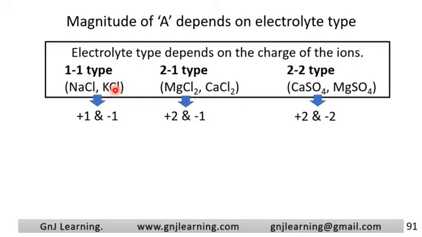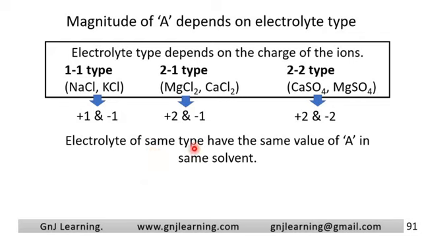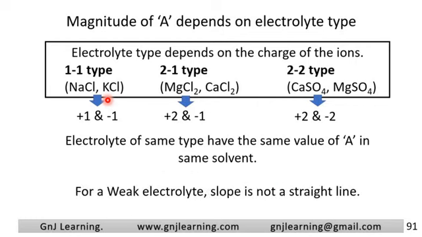So in the case of strong electrolyte, all the electrolytes of the type 1,1 will have the same value. Electrolytes of the same type have the same value of A in the same solvent. So NaCl and KCl in water will have the same slope, or inclination, in the graph that we saw there. For weak electrolyte, on the other hand, the slope is not a straight line, so you cannot compare. For example, acetic acid is a weak electrolyte. You cannot compare it with a strong electrolyte like NaCl to find the slope.